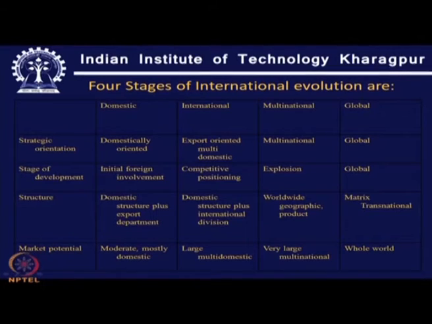In stages of development, the organization in the domestic phase has initial foreign involvement, then competitive positioning, expansion and global. In structure, the domestic is domestic structure plus export department. In international, it is domestic structure plus international department, and multinational is worldwide geographic product, and global it is matrix and transnational.